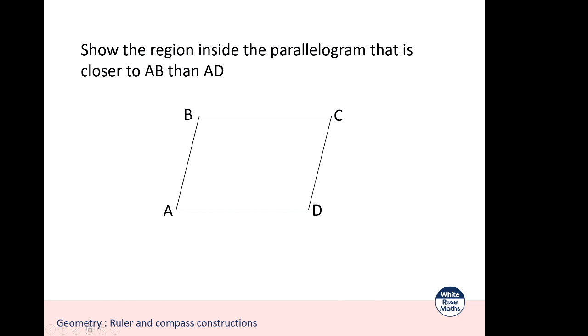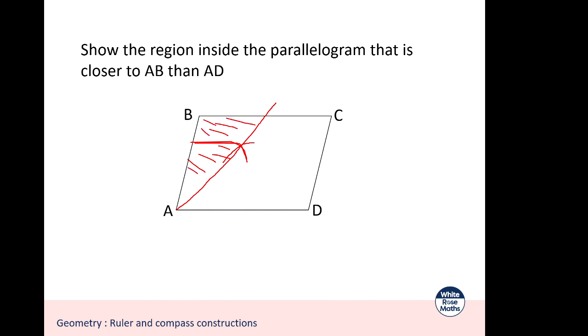If you're not sure, grab your compass and do a little arc from here on this side. Take your compass and do another little arc on this side, and where they cross is going to be exactly the line equidistant from AB and AD. So that is an angle bisection of AB and AD. For it to be closer, we want this region here. Always leave your construction lines on in the exam.